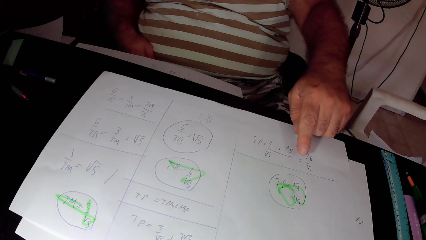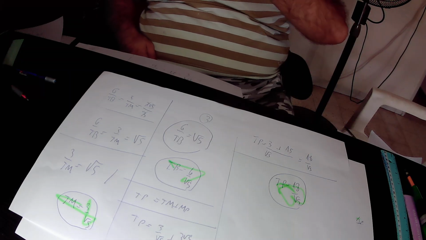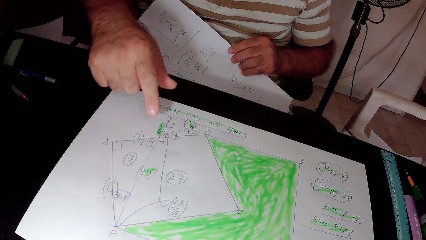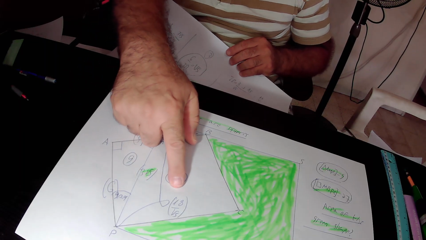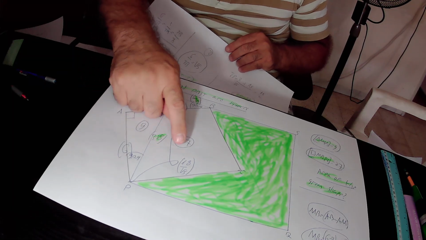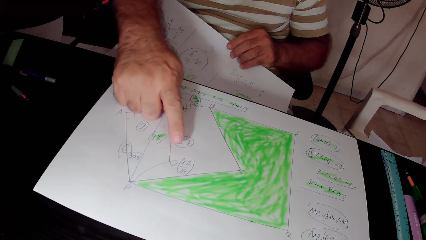So in total we should find out that TP equals 18 over square root of 5 units in its length. This is side TP. This equals 18 over square root of 5 units in its length. Repeat again: side TP equals 18 over square root of 5 units in its length.